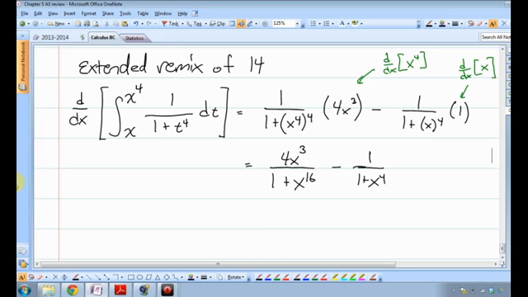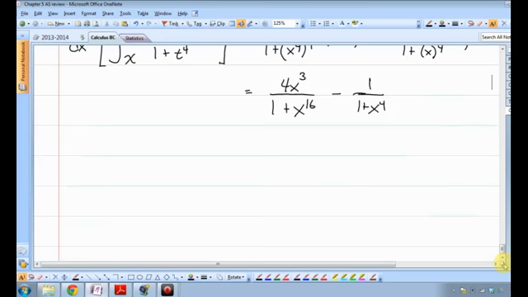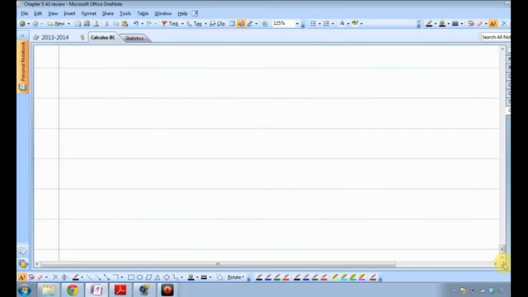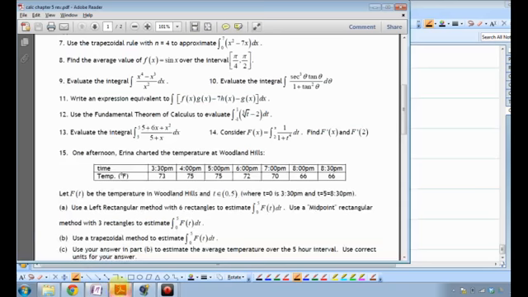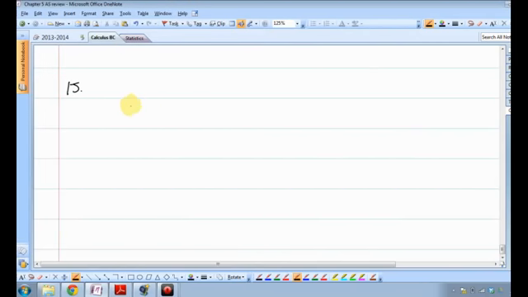And that leads us to 15, 16, 17. I suppose I should do these real quick then. Number 15. First one is the left rectangular sum.